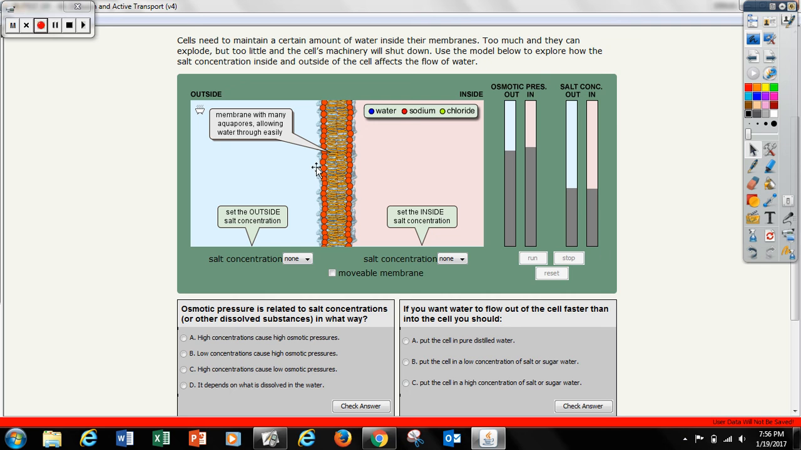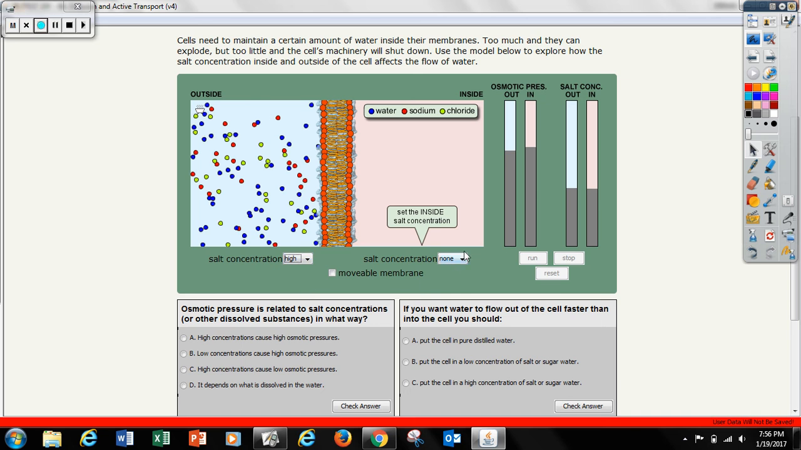So what this is saying, this is a membrane, but now you'll notice all these little burbly things on the membrane. Those are aquapores. And so what this is saying is there's so many aquapores in a membrane that water basically can move freely across the membrane. It does have to move through an aquapore, but there's so many aquapores that it can move pretty freely. So let's put a high salt concentration outside the cell and a low salt concentration inside the cell.